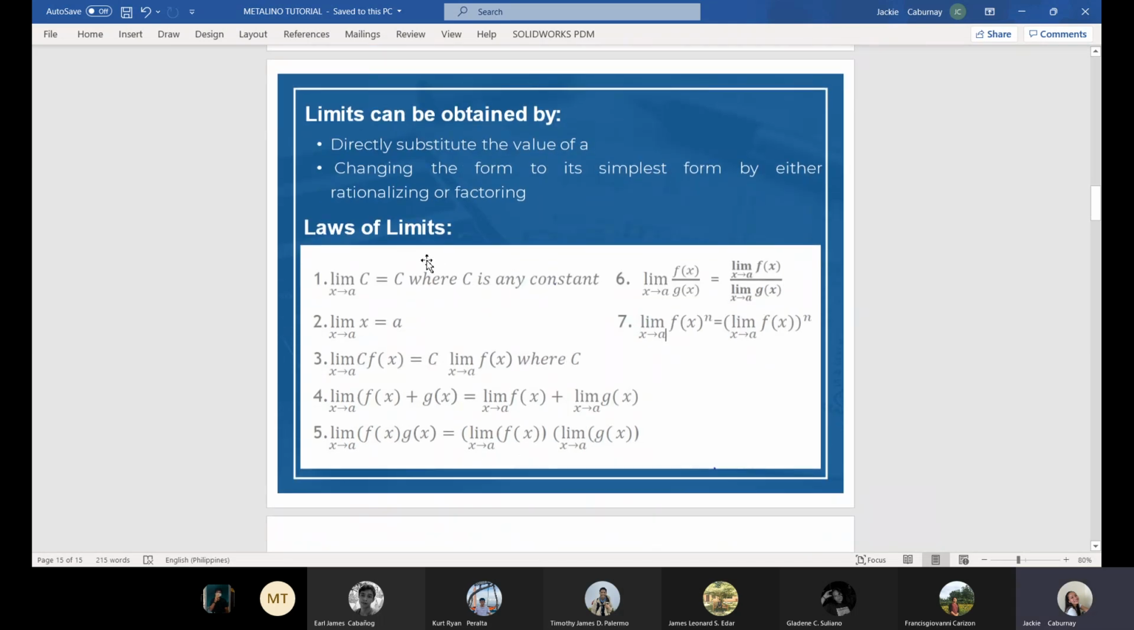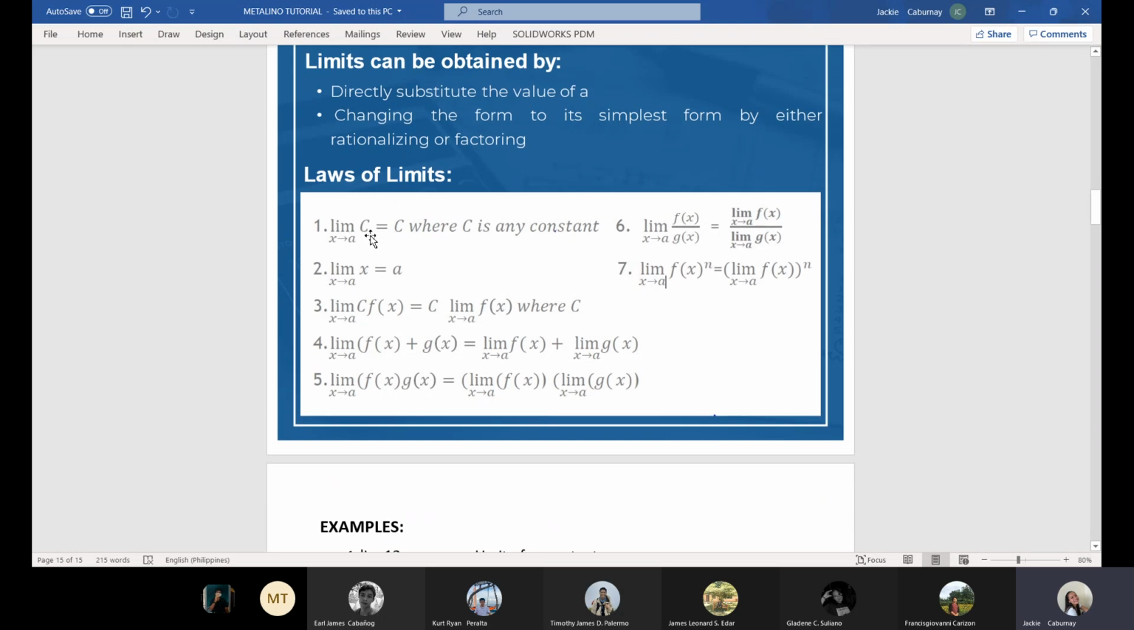So, there are laws of limits. So first is the limit of C where x approaches a is equal to C. So for this, you should determine the form of the given, and look at which law of limits it belongs to, so you can apply the correct answer or method. I think your teacher gives you these 7 laws of limits.